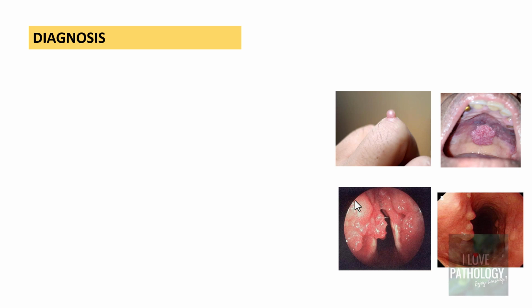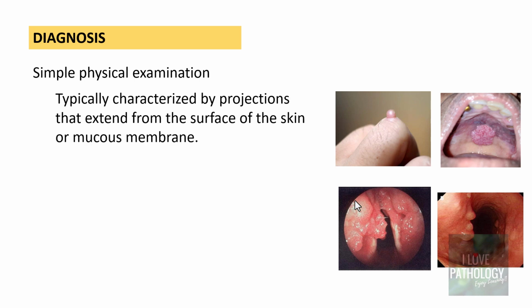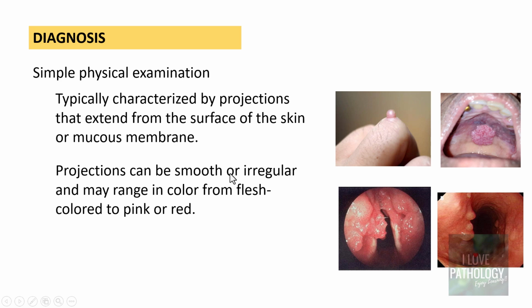So how do you diagnose squamous papillomas? Just by simple physical examination, you can diagnose squamous papillomas. They are typically characterized by projections. As you can see here, they are characterized by projections which extend from the surface of skin in this case, or the mucous membranes in these cases. This is in the oral cavity, this is in the vocal cord, that's in the esophagus.